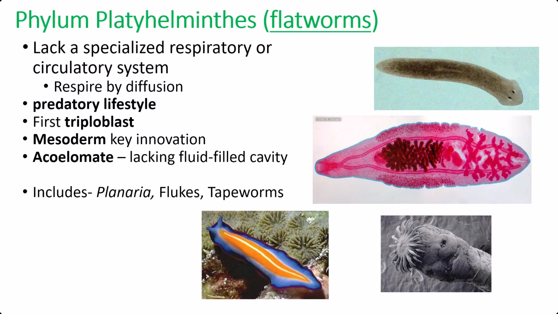They're really flat. So these are interesting organisms because since they are so flat, they do not need specialized respiratory or circulatory systems. They can just do gas exchange by simple diffusion. They're often predatory organisms. They had the first triploblast, so they had 3 tissue layers. So the mesoderm, that middle layer, was a key innovation for them. And they are acoelomate, meaning they lack a fluid-filled cavity. This includes the planarian and flukes and tapeworms, and then also there are marine flatworms that are brightly colored, so kind of pretty to look at.